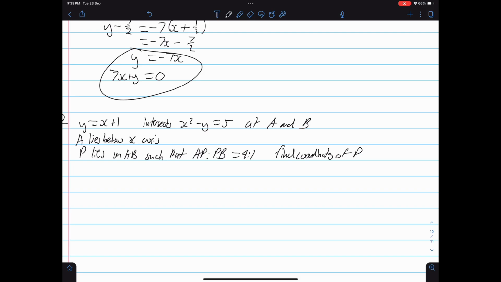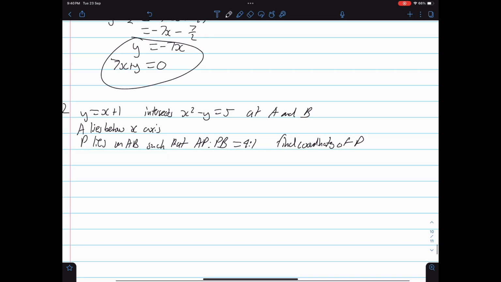And essentially what this is telling us is, okay, you find the 2 points, and the way you'll know which one is A and which one is B is that A will be the one that's got the y being less than 0, a negative y value. And then P lies on AB, so that the distance between P and A is 4 times that of P and B. So y equals x plus 1, and so we instantly substitute that for y.